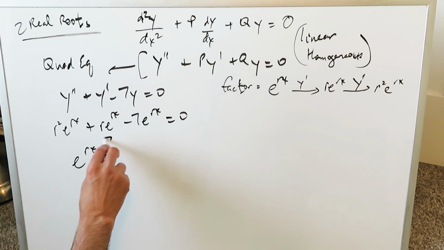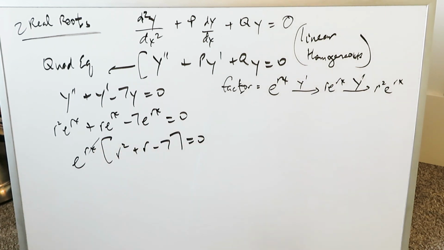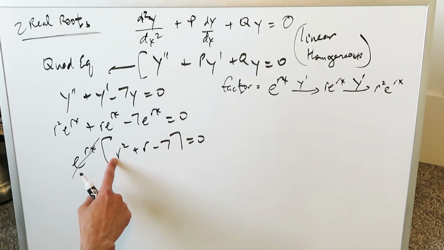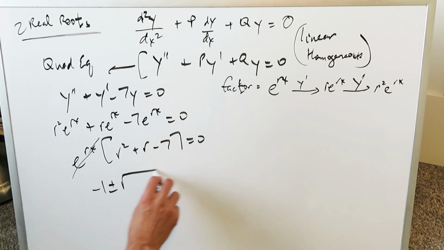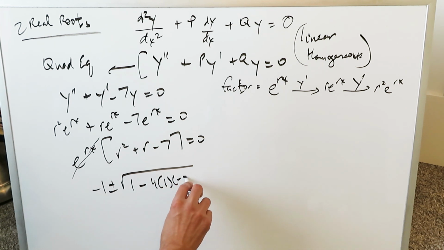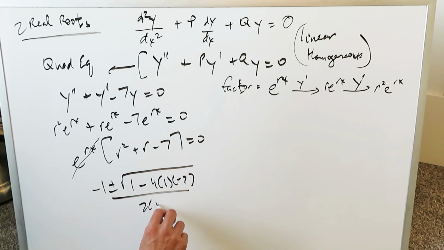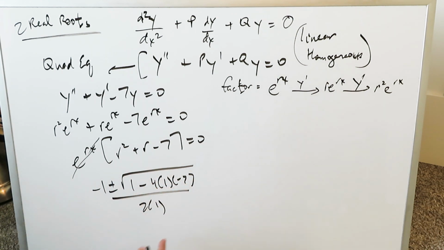Do your isolation. You're looking at r squared plus r minus 7 equals 0. We'll zero this out. You can see this right here is not easily factorable. Therefore, you have to bring in your quadratic formula. You have a, b, and c. You're looking here at minus 1 plus and minus the square root of b squared, which is 1, minus 4 times 1 times minus 7, divided by 2 times 1. That is, minus b plus or minus the square root of b squared minus 4ac, divided by 2a. A, b, and c are the coefficients.